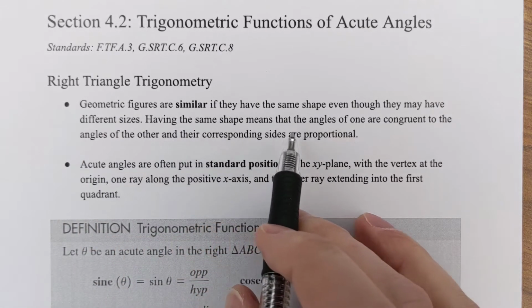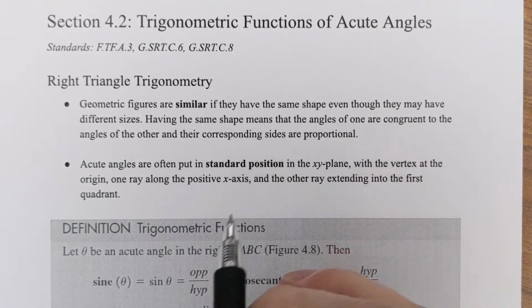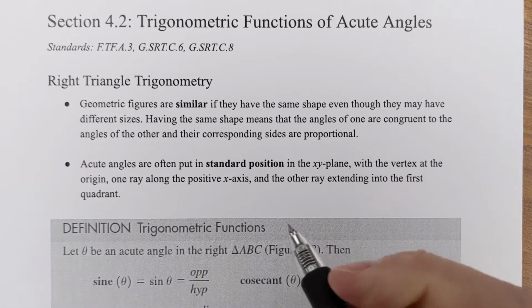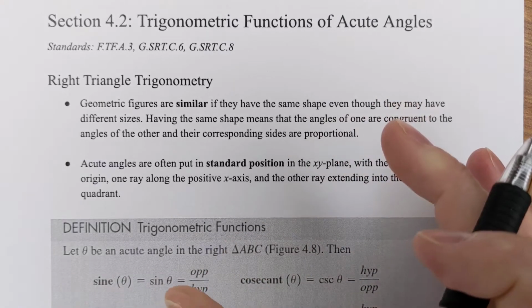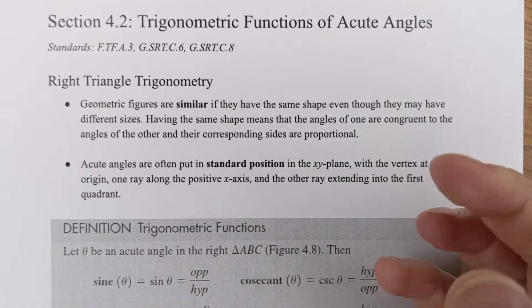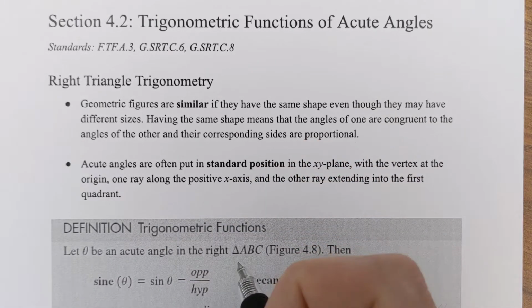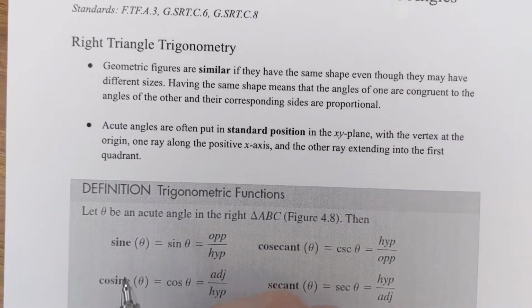Having the same shape means that the angles of one are congruent to the angles of the other, and the corresponding sides are proportional. So for example, all squares are similar because the angles in the corner are all 90 degrees. One may be very large, one may be very small, but all squares are similar. Same thing for equilateral triangles. They all have 60-degree angles, so they all must be similar to each other.